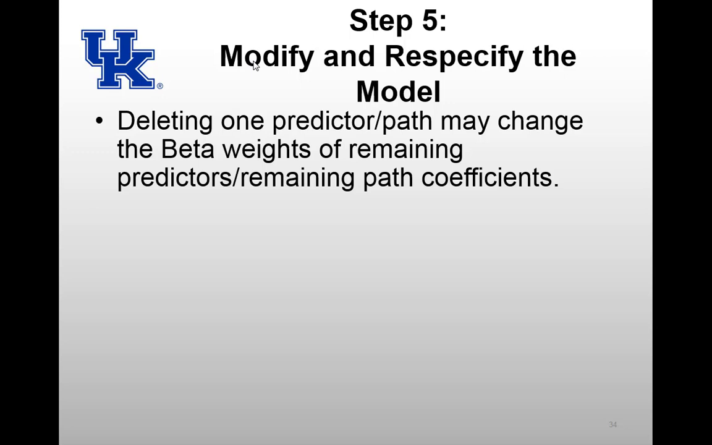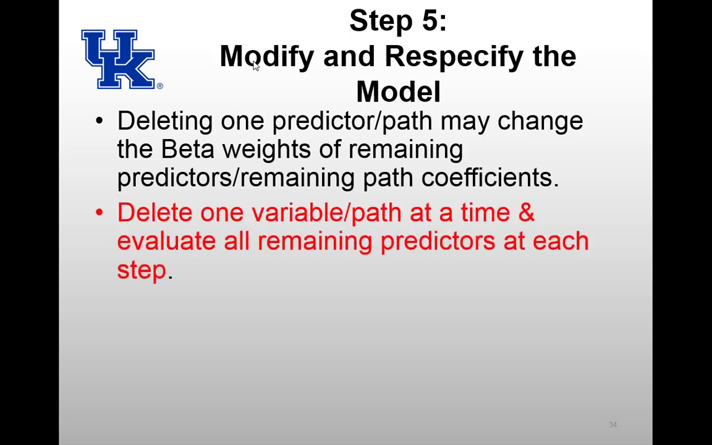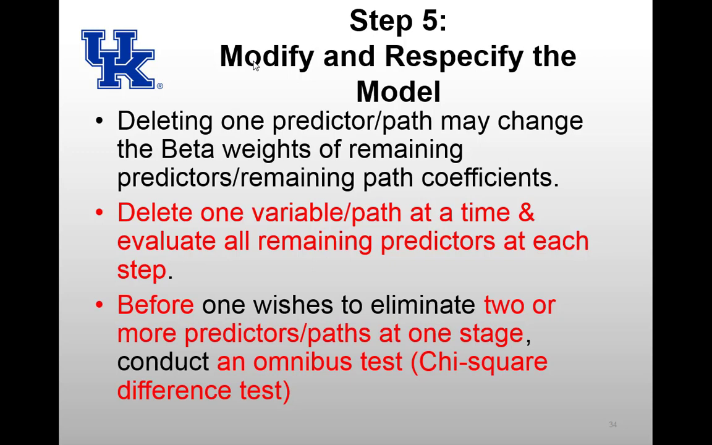I'll show you, okay? If you delete one variable at a time, you remember when we talked about steps, you go back to step 1 and repeat steps 1 to 4 again. If you really want to delete 2 or more predictors or paths simultaneously, you probably want to conduct a chi-square difference test to see if the trimmed model significantly differed from the original model. If it does, you cannot do that, right? You go back and delete one at a time.